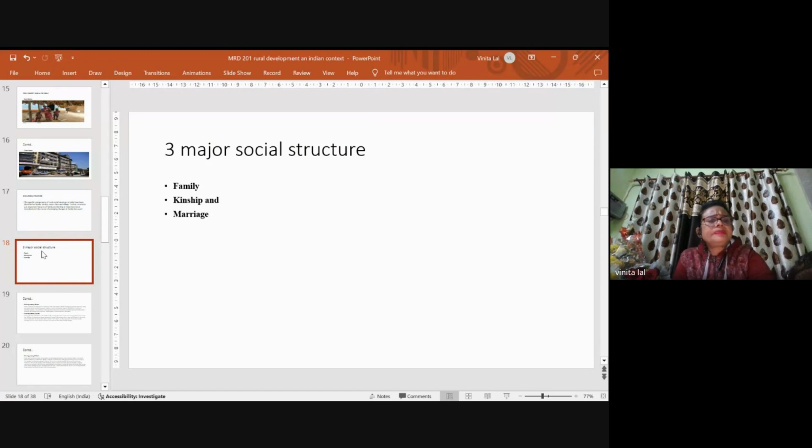Now coming to kinship. Kinship refers to how individuals are related to one another by blood, by marriage, or by adoption. Its networks were traditionally used to create the family unit by giving individuals a reason as to why they should remain a family. So kinship can be broken down into consanguineal, affinal, and social.